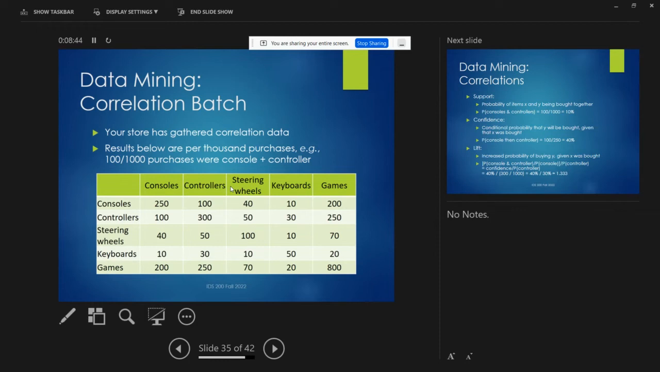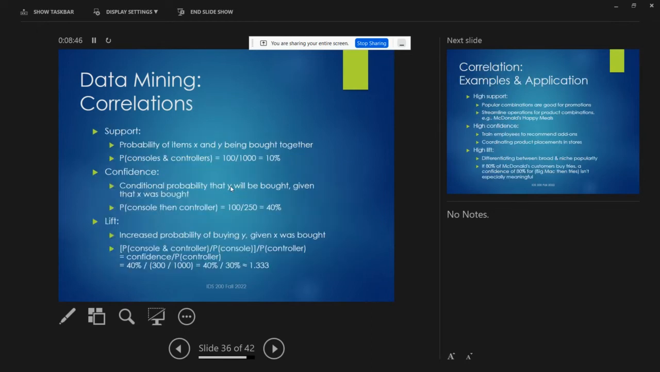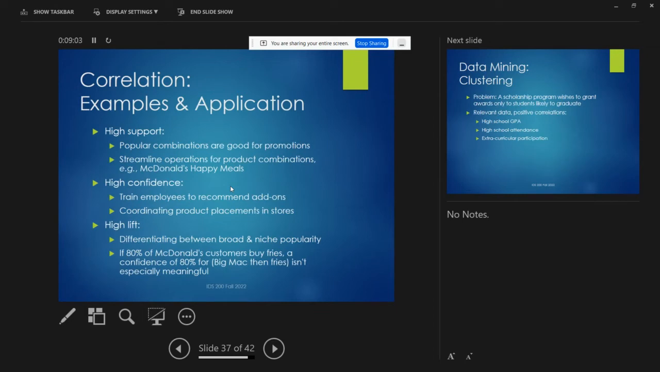Anyway, so that's what you can do with that stuff. So support, again, you identify your popular products, you can promote them. If I'm going to run some commercial, you might as well display the combinations that people are coming into your store to buy, right? And again, you can streamline operations.